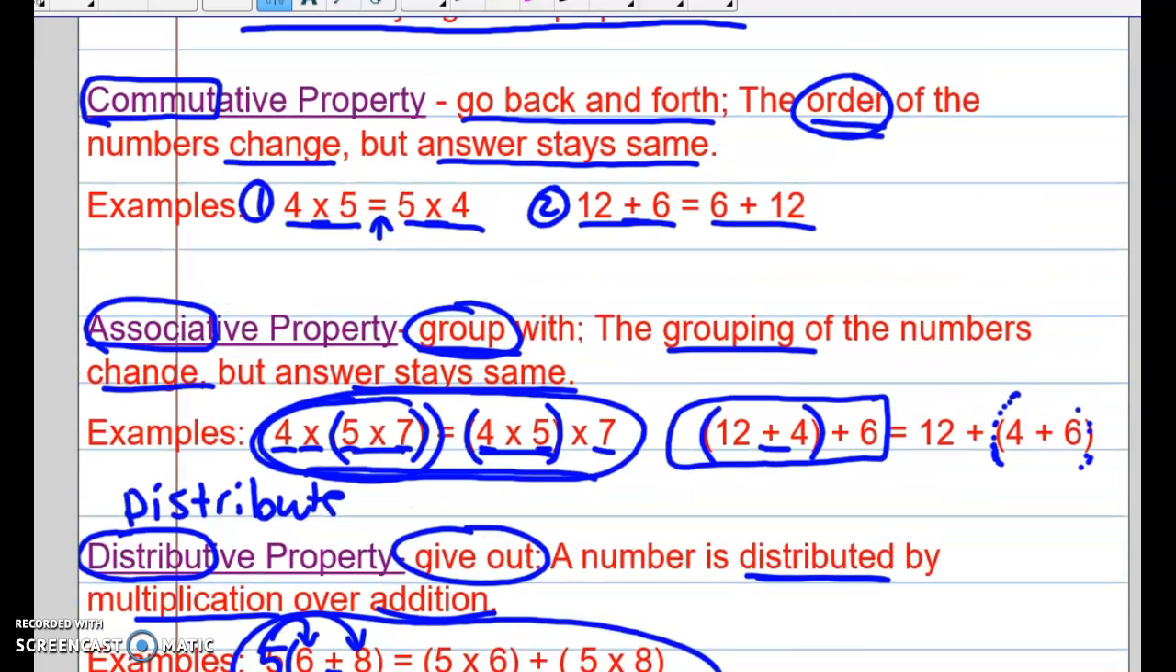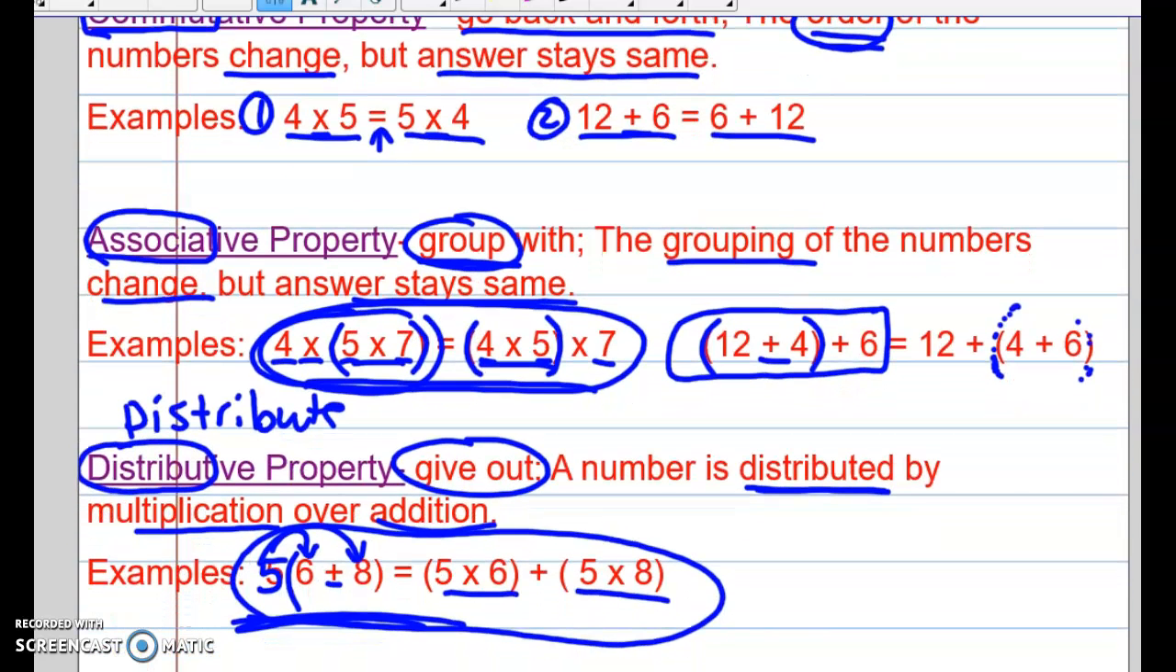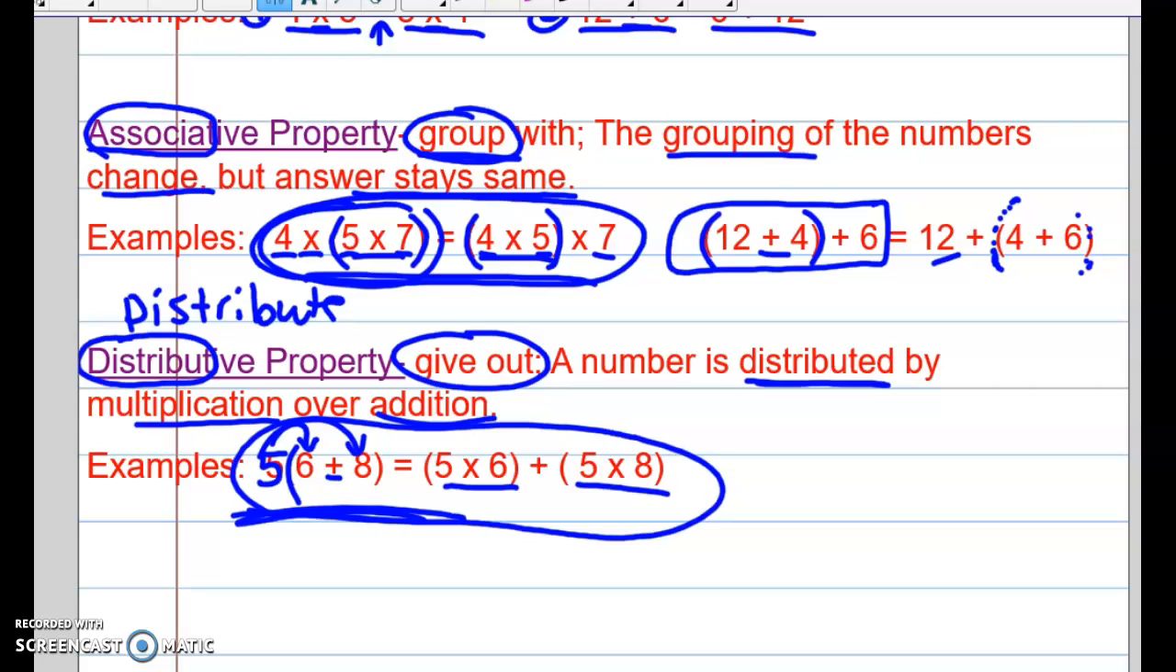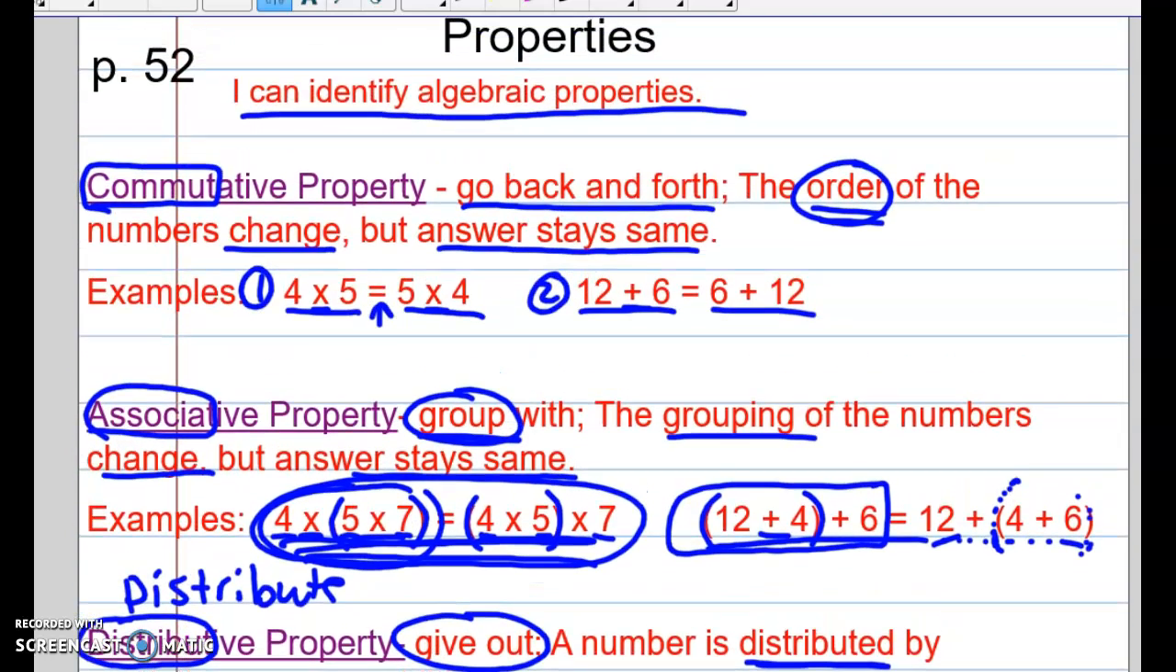Keep in mind that commute means to switch the order back and forth. Associate means to group, so the only thing that changes is the grouping of the numbers. The numbers 4, 5, 7, 12, 4, 6 are exactly the same. The only thing that changed was the grouping. And then finally, the distributive property is where it combines. That's another clue. Here, we have combined multiplication over addition. Whereas up here, we only had multiplication and only addition. Make sure that page 52 is complete.